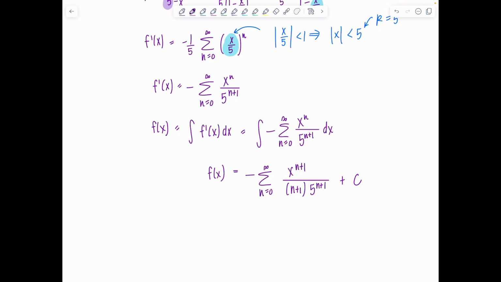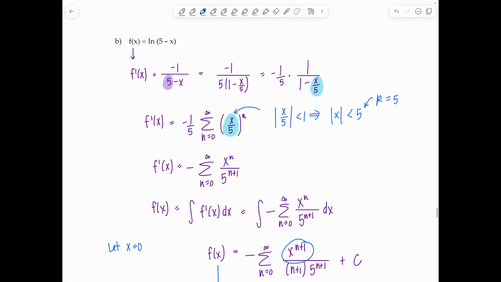How do you do it? Well, you look at where your power series is centered at 0. If this was like x minus something, then it would be centered somewhere else, but this is just at 0. So I'm gonna let x equal 0. Then I have f of 0 equals negative sum of a bunch of zeros plus c. And I'm gonna set this equal to whatever f of 0 is.